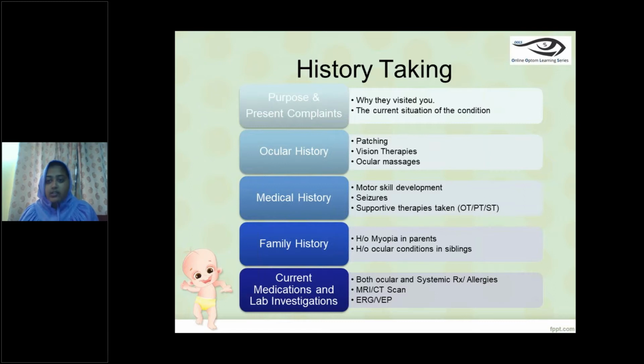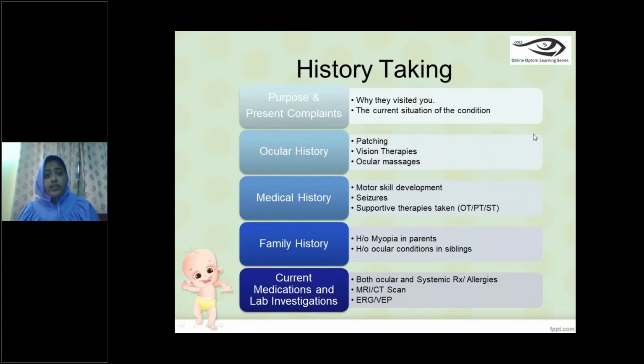Together, we can also ask about the vision therapies the child is undergoing, and we should also mention which therapy and for how long. We should ask about ocular massages, because it's very common that the child is given ocular massages in cases of lacrimal system abnormalities. And we should ask about surgeries and lasers both.